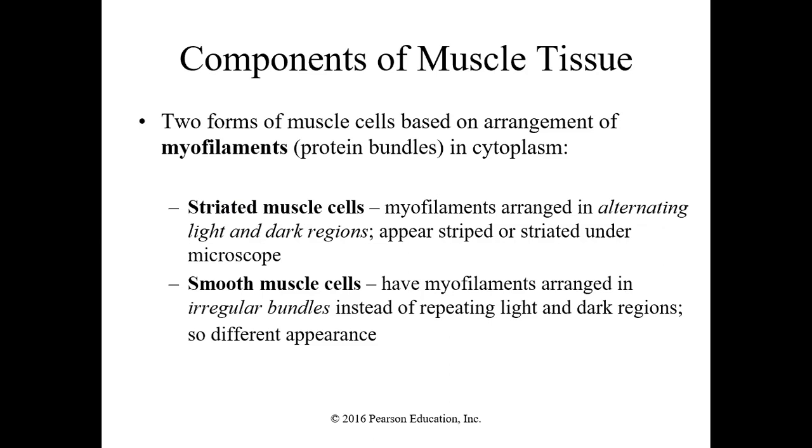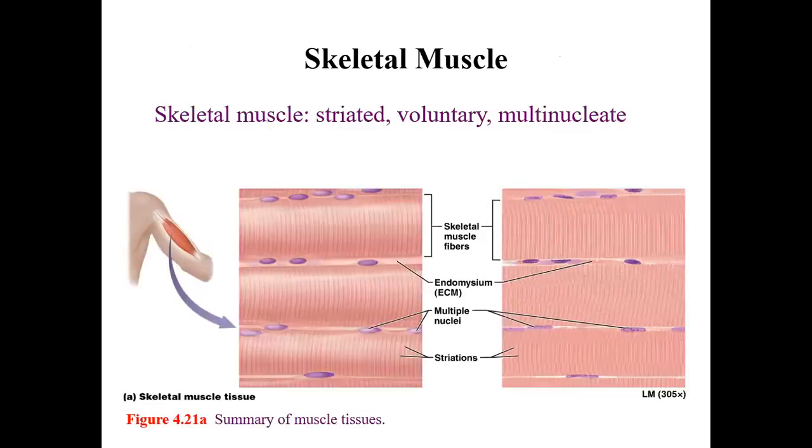A smooth muscle, as the name implies, doesn't have that same arrangement. You don't have the alternating dark and light. The myofilaments are still there. You still have actin and myosin, but they're just in an irregular shaped bundle instead of being repeating light and dark sections. So let me show you some examples here, and we'll see this again in lab.